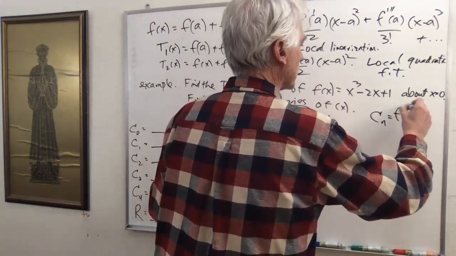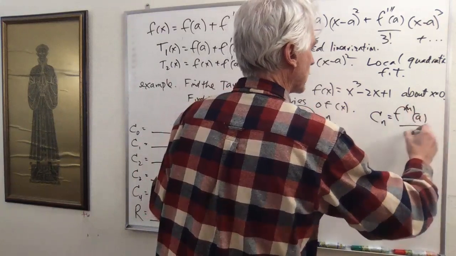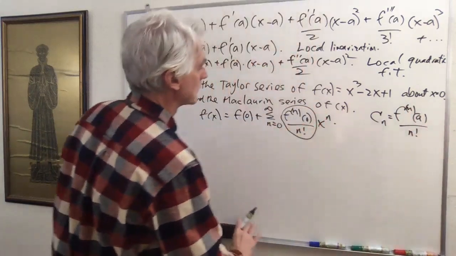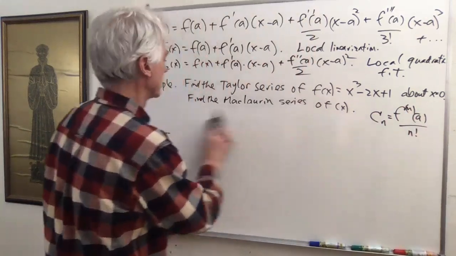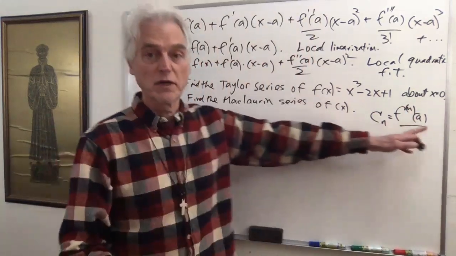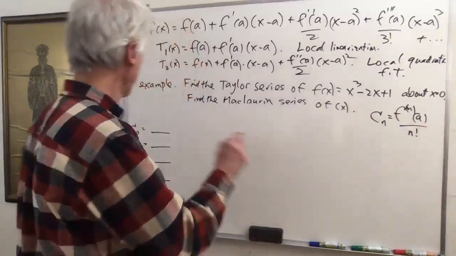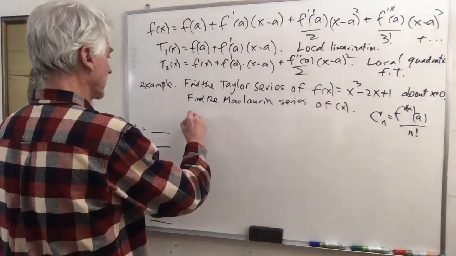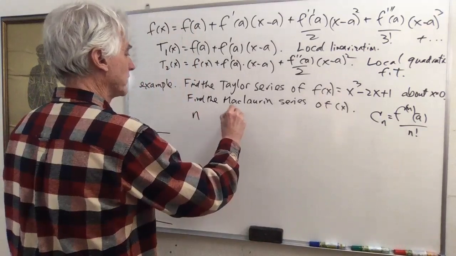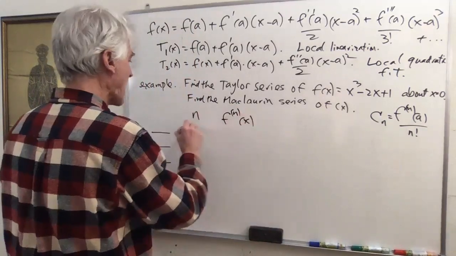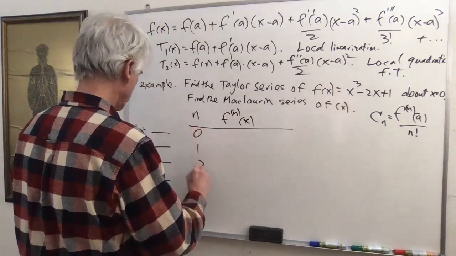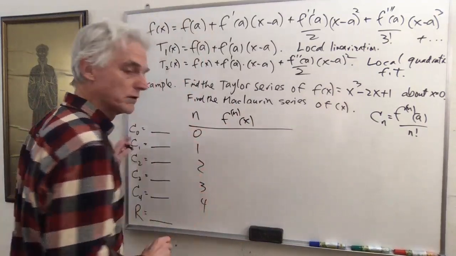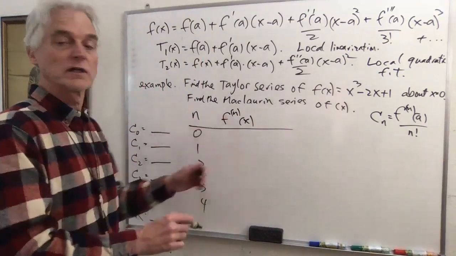Okay, and in general, you evaluate the derivative at a. So let's make a little table here, n, and the nth derivative at x. So n is going to be 0, 1, 2, 3, 4. Then we write the function.